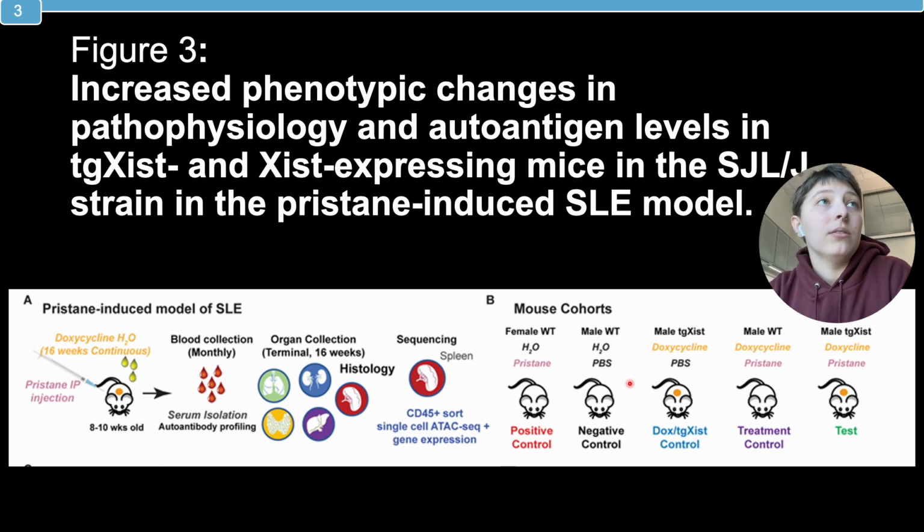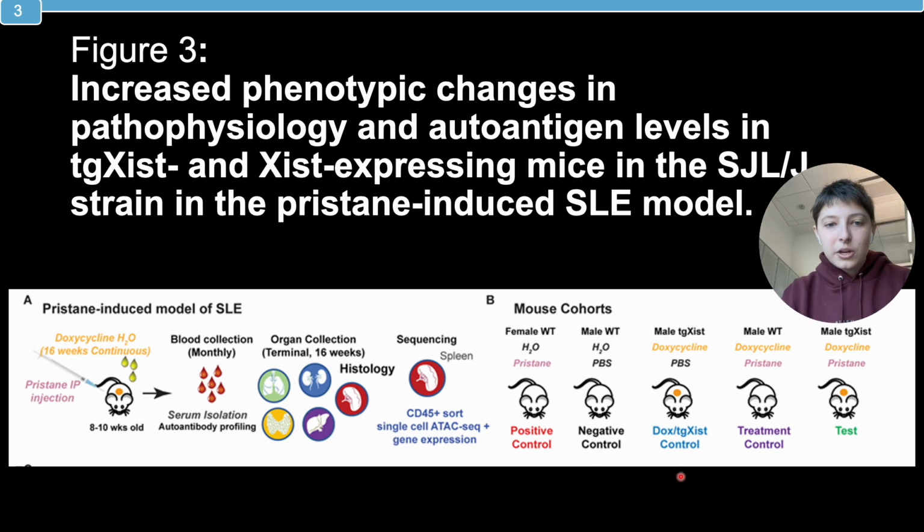And here we have our mouse cohorts. Sorry, my legs are falling asleep. Okay, so our mouse cohorts are pretty different.